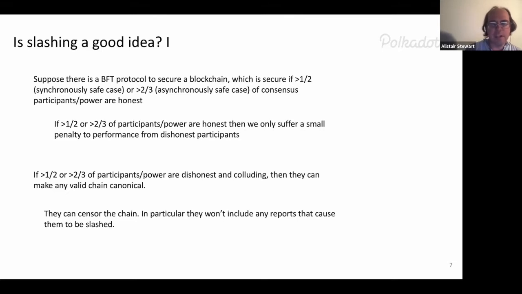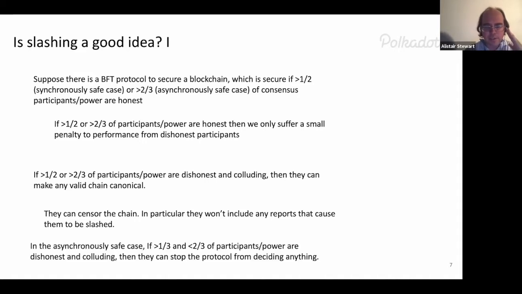So even if we know they're being dishonest, and they're otherwise following the rules, and we know somehow off-chain they're dishonest, there's no point us sending a report to say these guys are dishonest, that they can be slashed, because they'll just censor it, and so they won't be slashed. So we have a situation, particularly in the synchronous case. If more than 1/3 of people are dishonest, they can misbehave, they can do what they want, and we can't slash them. If, on the other hand, more than 1/2 of people are honest, then the bad guys aren't really causing us any problem. So why bother with slashing them?